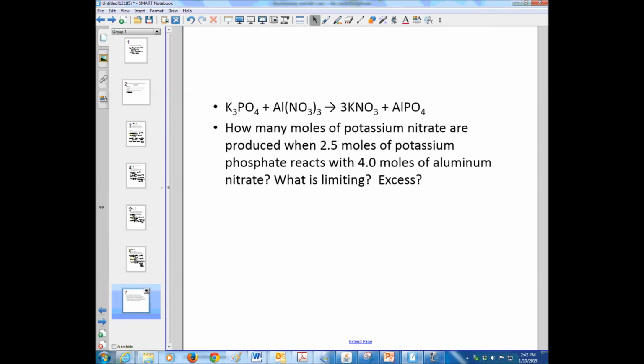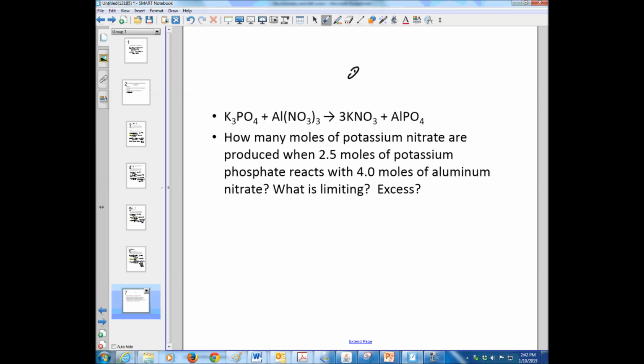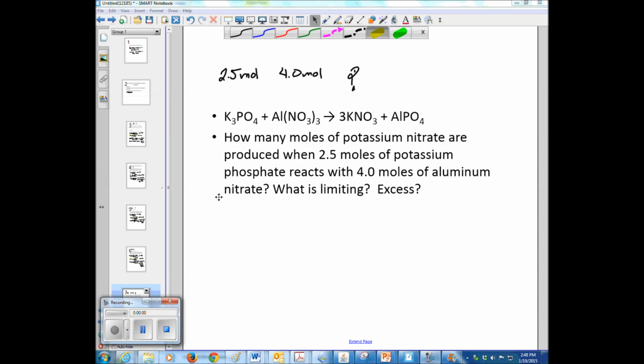Last one. How many moles of potassium nitrate are produced when 2.5 moles of potassium phosphate reacts with 4 moles of aluminum nitrate? So first, we have to calculate potassium nitrate.